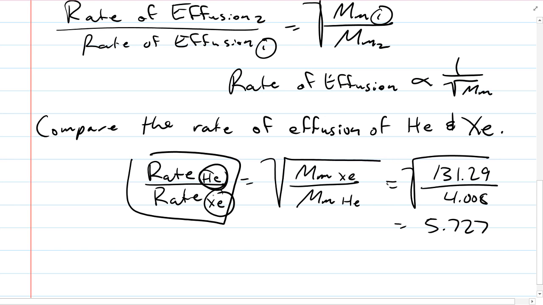Remember that they have an inverse proportion. The lighter they are, the faster they travel. So helium has a rate of effusion of 5.727 times that of xenon. Now, when you do your homework, you may not always be doing it in terms of rate. You might be asked for effusion or diffusion time. How is rate related to time?